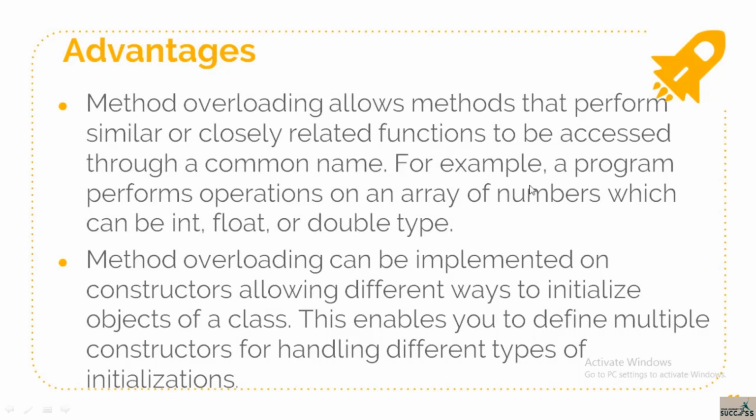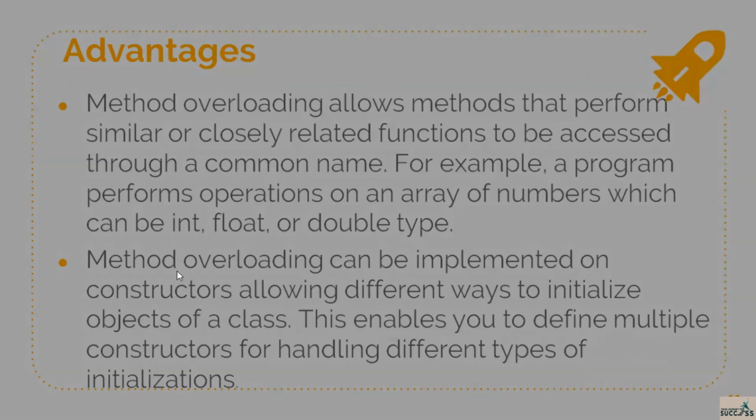For example, a program performs an operation on an array of numbers which can be int, float or double type. Now method overloading can be implemented on constructors, allowing different ways to initialize objects of a class. This enables you to define multiple constructors for handling different types of initializations.